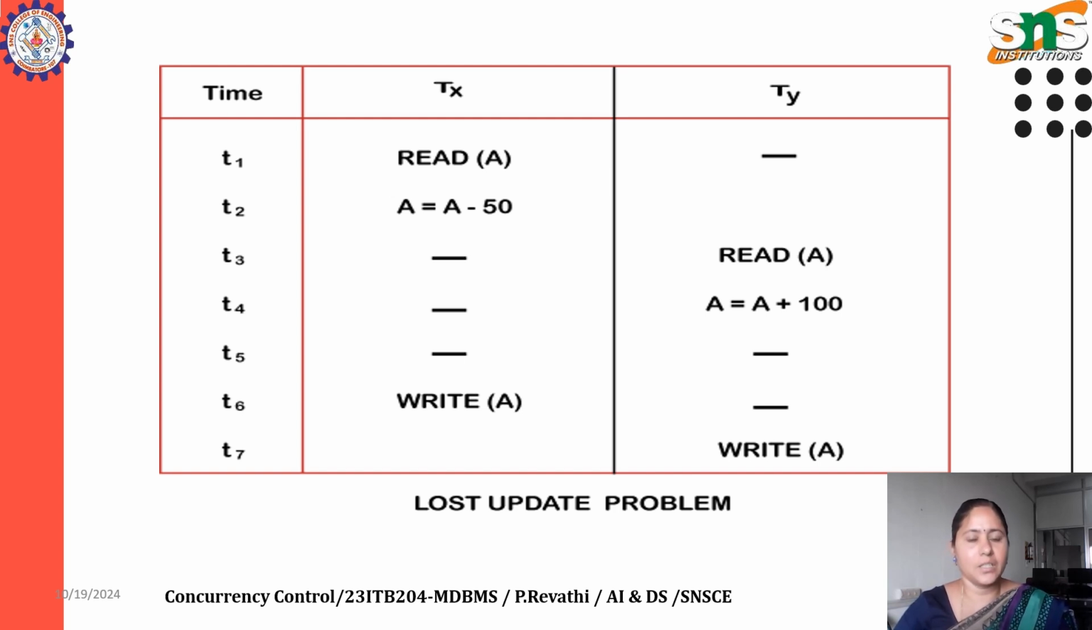At the time of T6, Tx transaction writes account A. Now, account A has 250 amount, because during the Tx transaction we deducted 50 from 300. So we already have the value 250. So now A is updated with the account value 250. Similarly, at the time of T7, Ty writes the value of account A. It will write as computed at the time T4. That value will be 400.